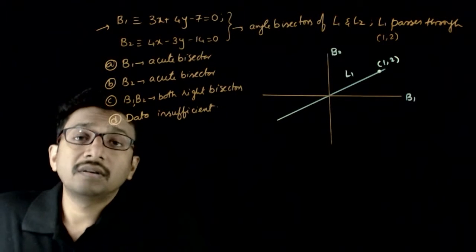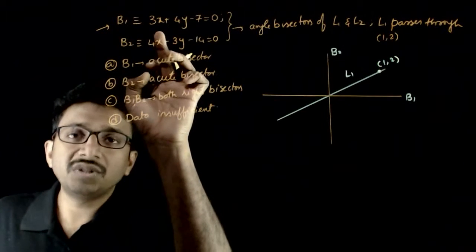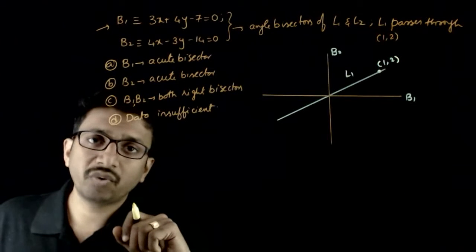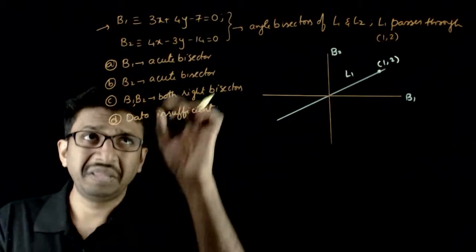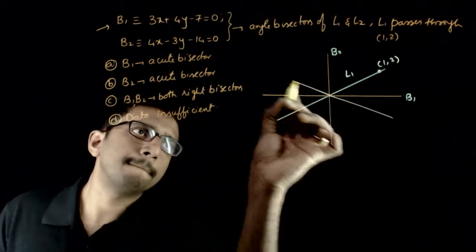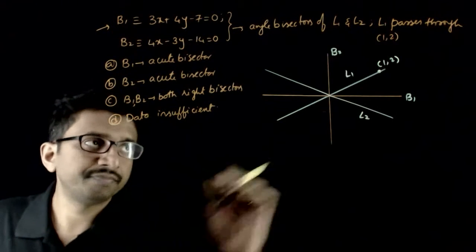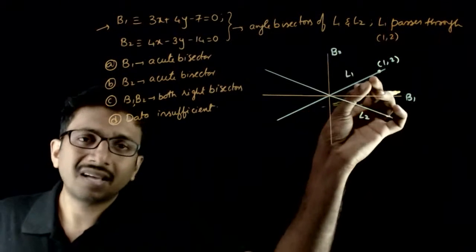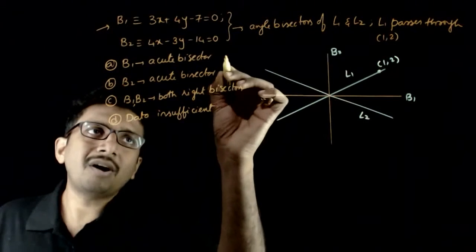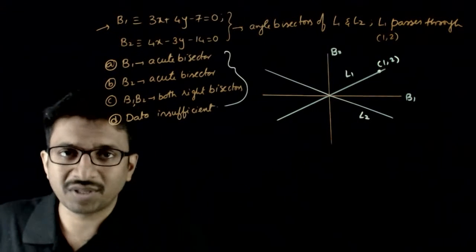So welcome students. In this question you are given that B1 and B2, whose equations are 3x + 4y - 7 = 0 and 4x - 3y - 14 = 0, bisect the angle between the lines L1 and L2. And L1 is passing through (1, 2), that's given in the question. If that is so, can you tell which of these bisectors is the acute angle bisector and which is the obtuse angle bisector?